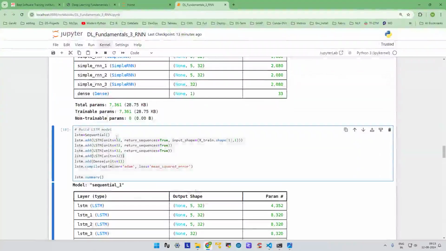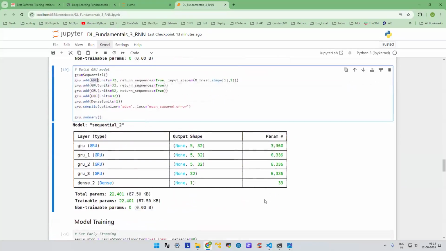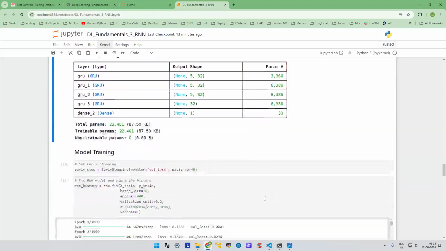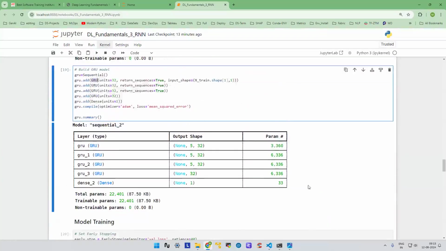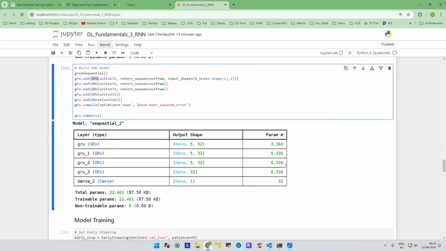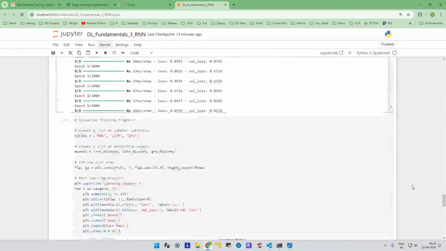When it comes to LSTM, it's the same thing. There's no difference except the LSTM layer added. The implementation part is quite easy. And instead of LSTM, we have used GRU, but the number of parameters obviously changes, because it does not require too many gates. That's the only difference. Then the model training for all the three.